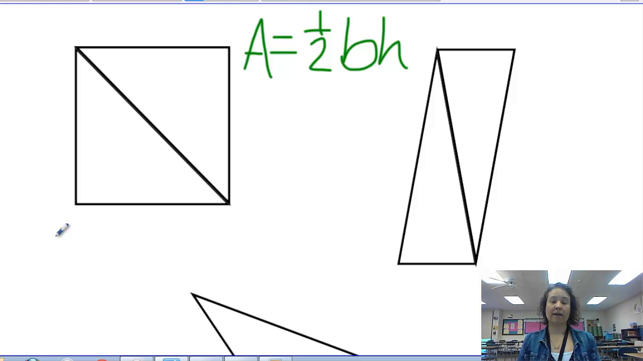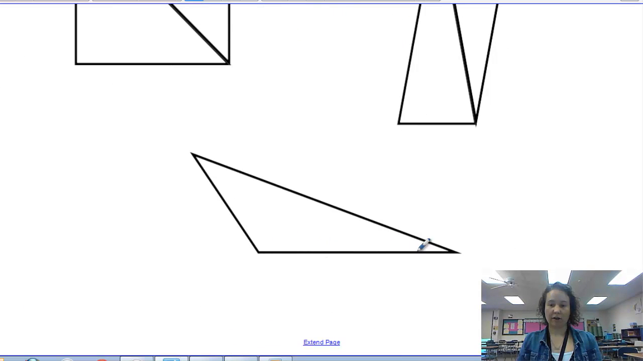And then the height, again, needs to go from the tallest point to the lowest point and needs to be perpendicular to the base. So if I look at this triangle down here at the bottom, if I'm using this side right here as the base, then my height needs to go all the way from the very highest point down to the base, and it needs to be perpendicular to that base.